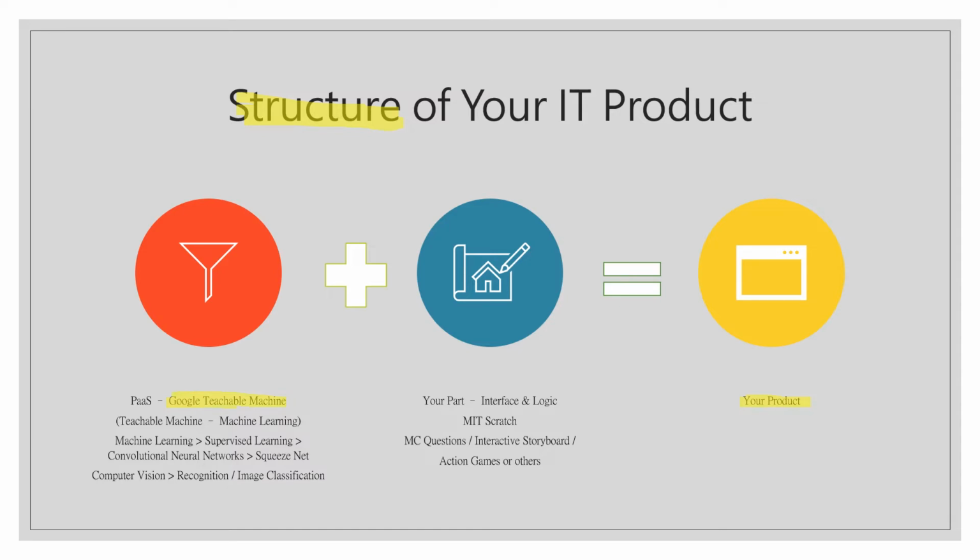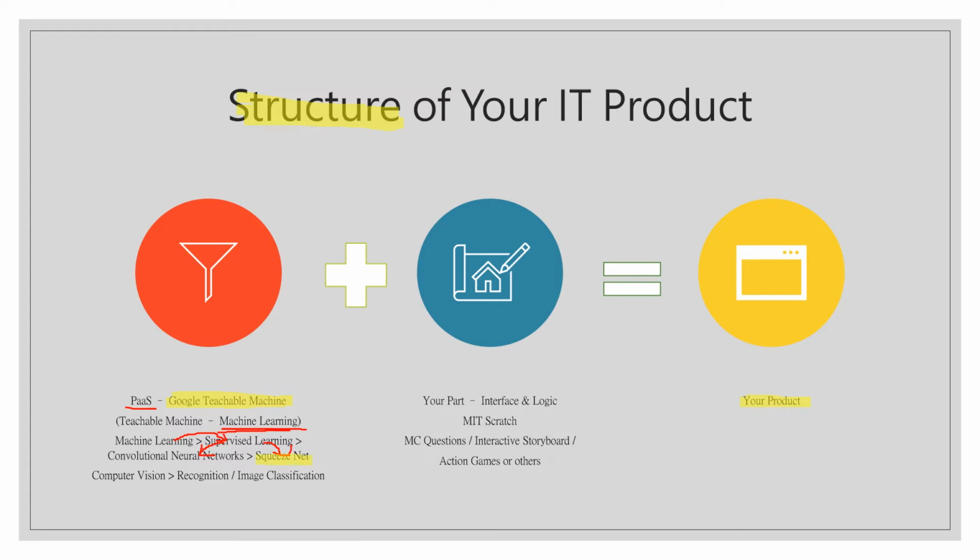The first one is the library. The platform that you are using is Google Teachable Machine, which is a PaaS. Teachable Machine means that you can teach the machine to recognize, to do some things for you. I will explain more later. It's a machine learning approach, falling under supervised learning, then neural networks, then convolutional neural networks, and then SqueezeNet. So the library that you are using in this application is SqueezeNet.